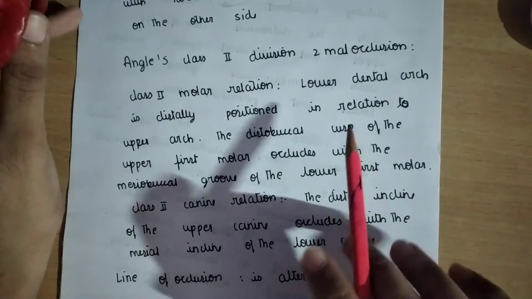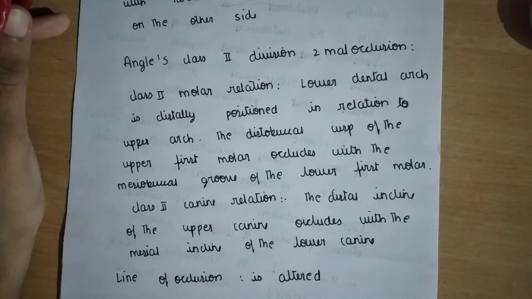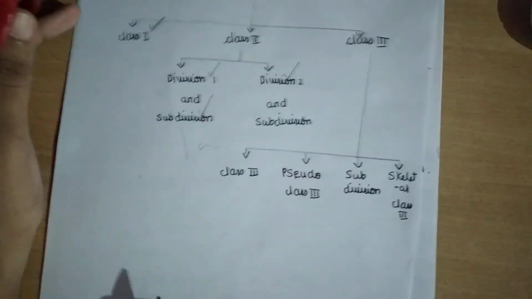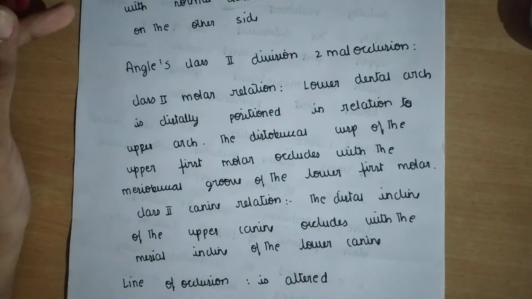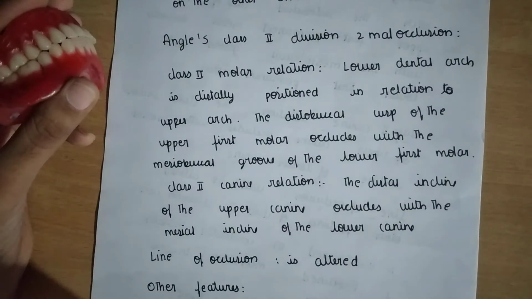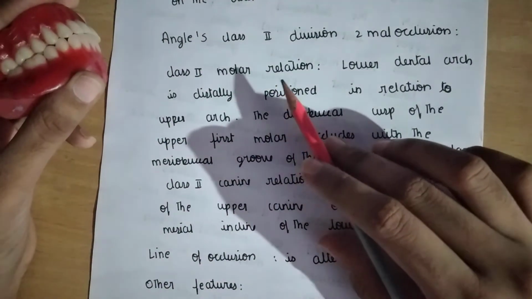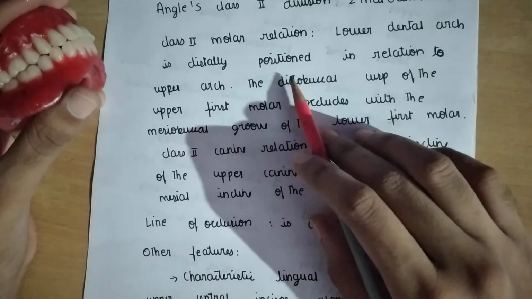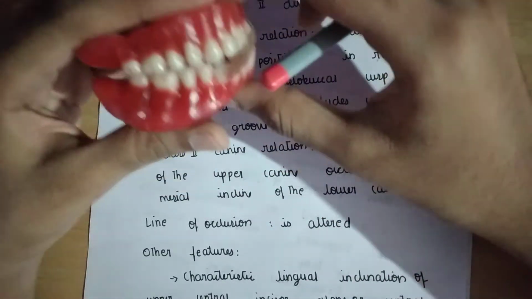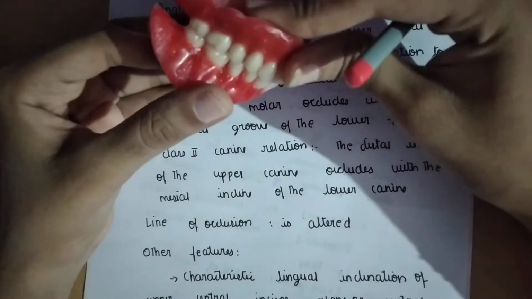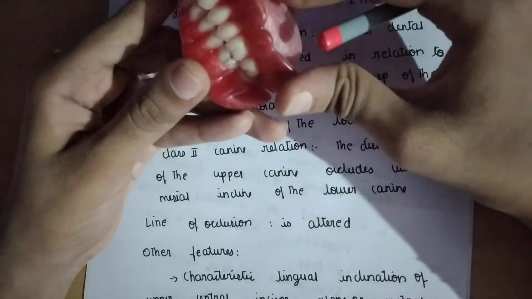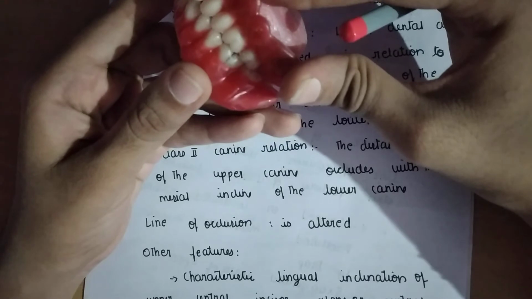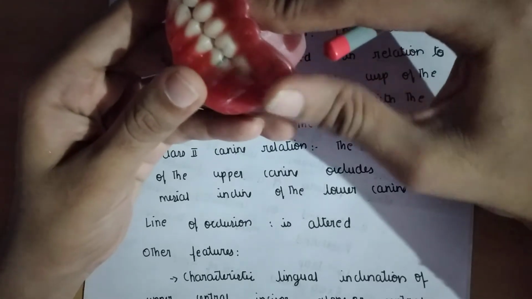So, what are Angle's class 2 division 2 molar occlusion? What is the class 2 molar relationship? Angle's class 2 subdivision 2 molar occlusion is the class 2 molar relationship. So it will be like this only. The molar will be, the mandible will be distal.